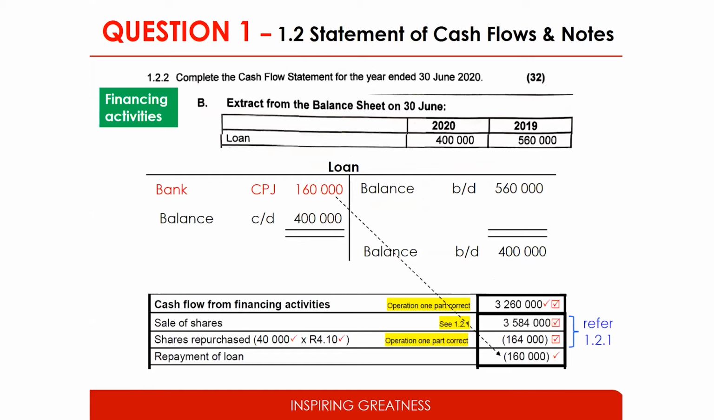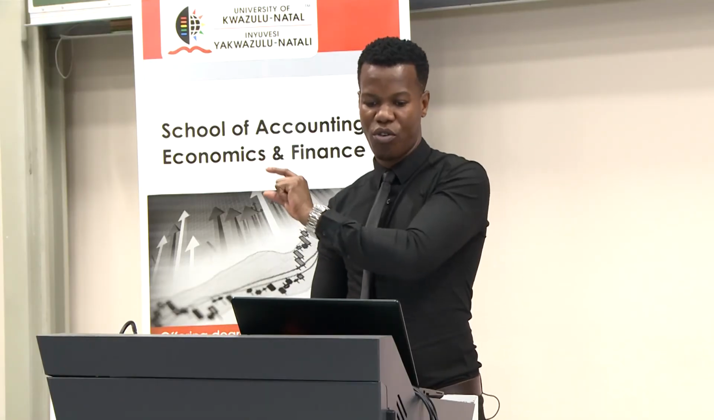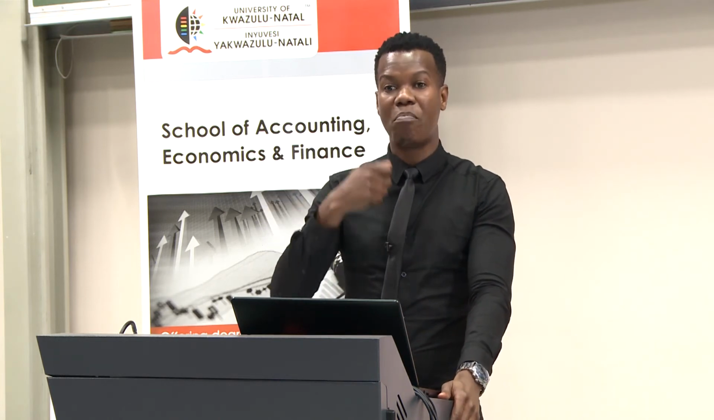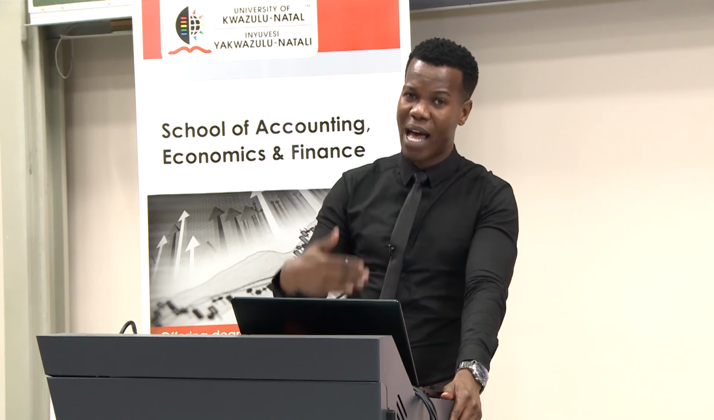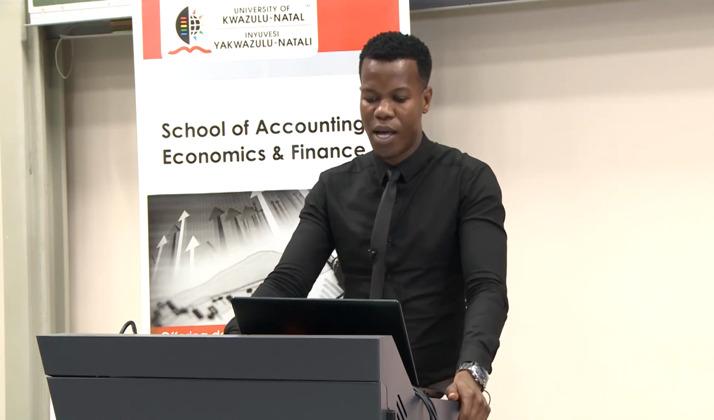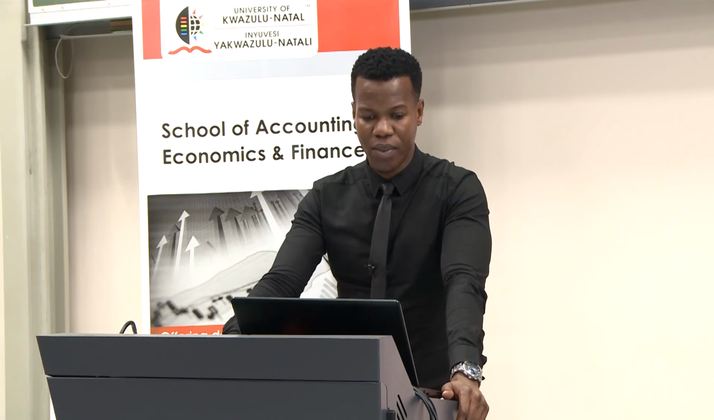The 3,584,000 was your balancing figure from our ordinary share capital to find out how many shares we have issued. Now, when you issue shares, they buy shares from you. So when somebody buys something, you are getting the money. Hence, it is depicted as a positive effect in your statement of cash flows.